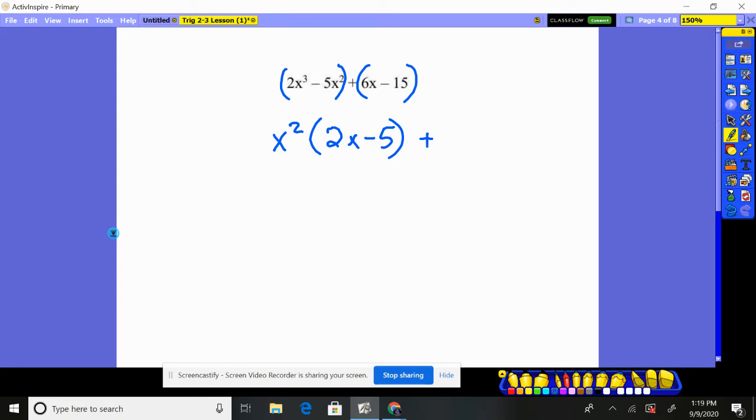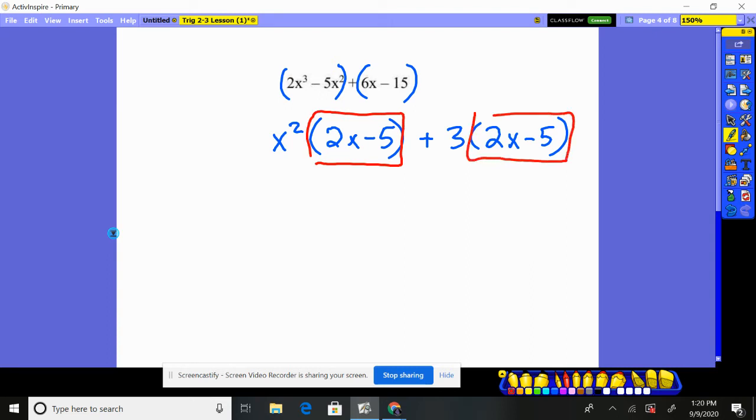Plus, now for the second group, a 6x minus 15. Well, a 3 can go into both a 6 and a 15. So I factor out a 3. I'm left behind with a 2x minus 5. Well, looky there. 2x minus 5, 2x minus 5. So I now can pull that out front. And then you're left behind with your x squared plus 3. And if you want, you can go ahead and multiply those 2 binomials. I guarantee you it's going to give you what you have up top.